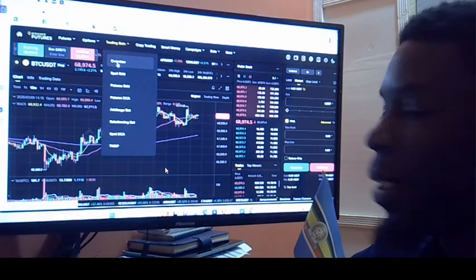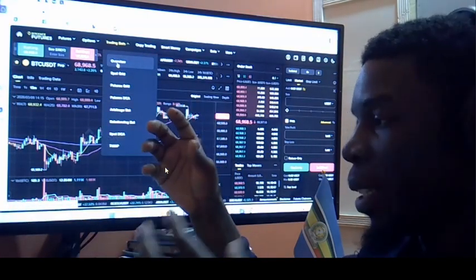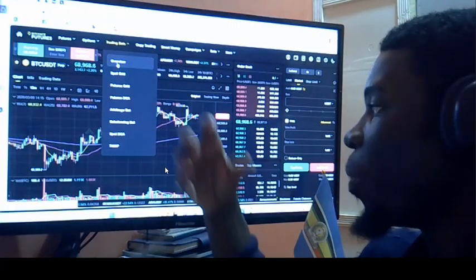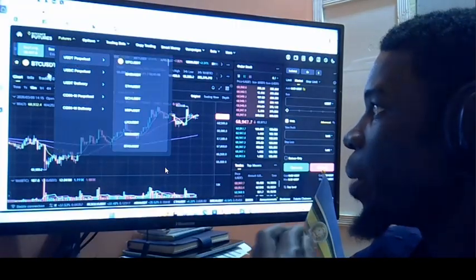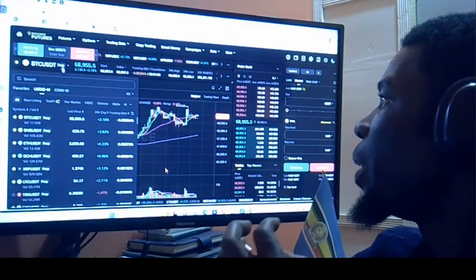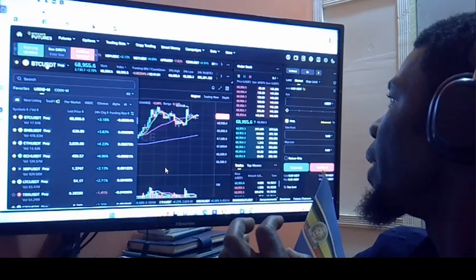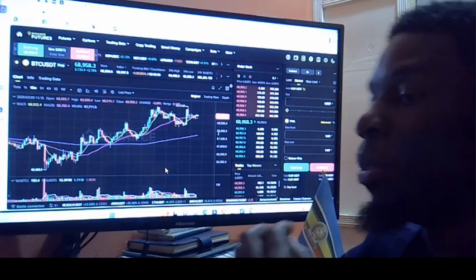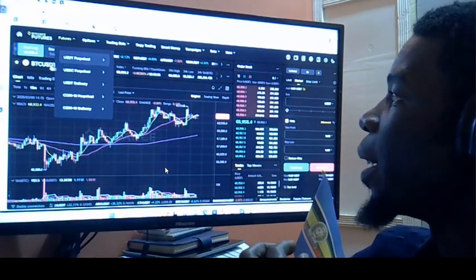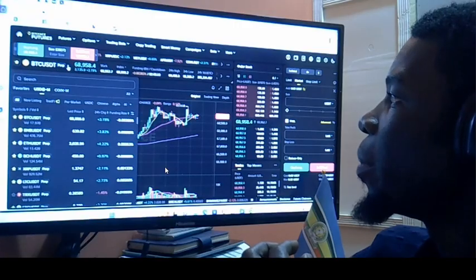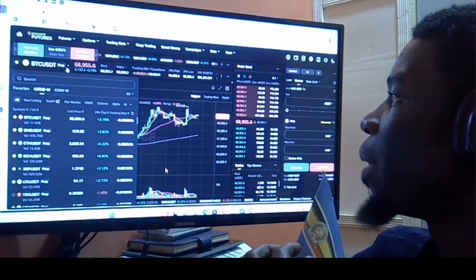And futures, these are contracts which are settled, but they are trying to mimic the real price of Bitcoin. But you cannot buy physical Bitcoin. As you can see, it is indicated here. We call them perpetual contracts. It is indicating BTC USDT perps, as you can see here.